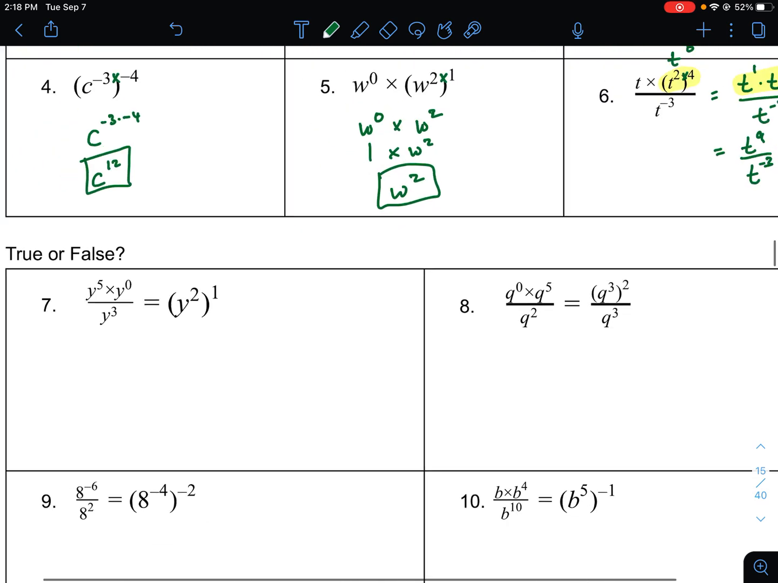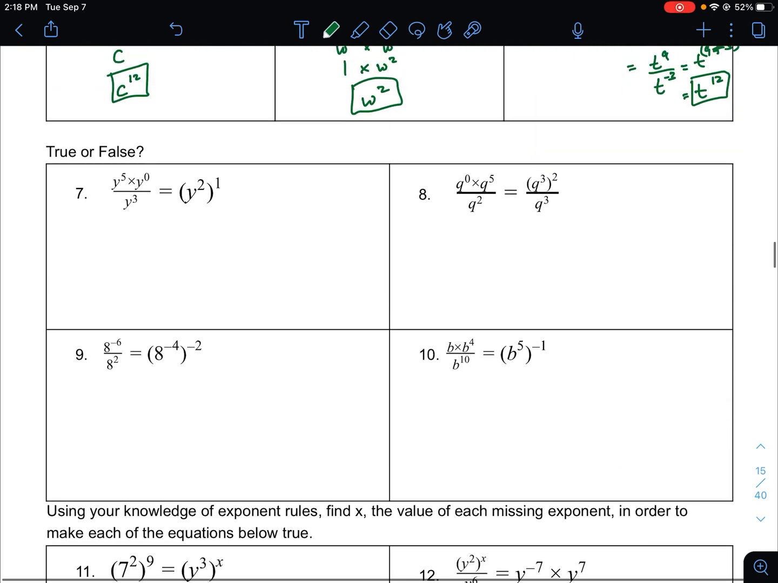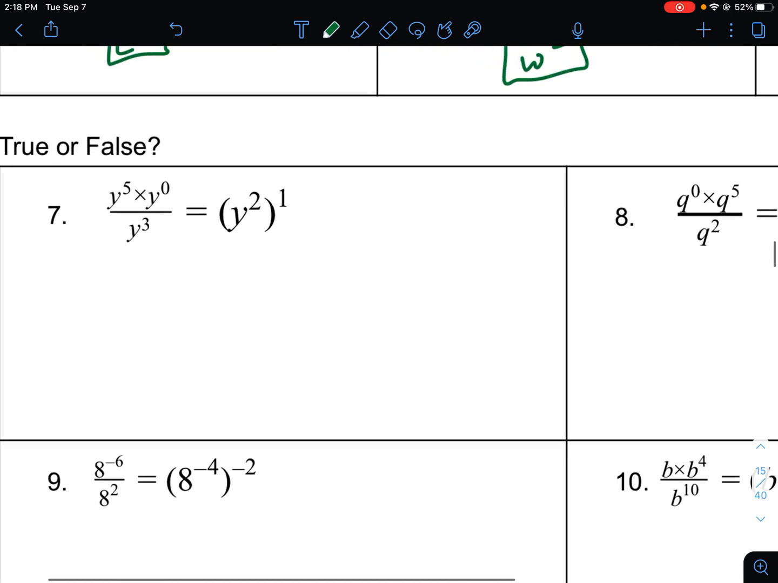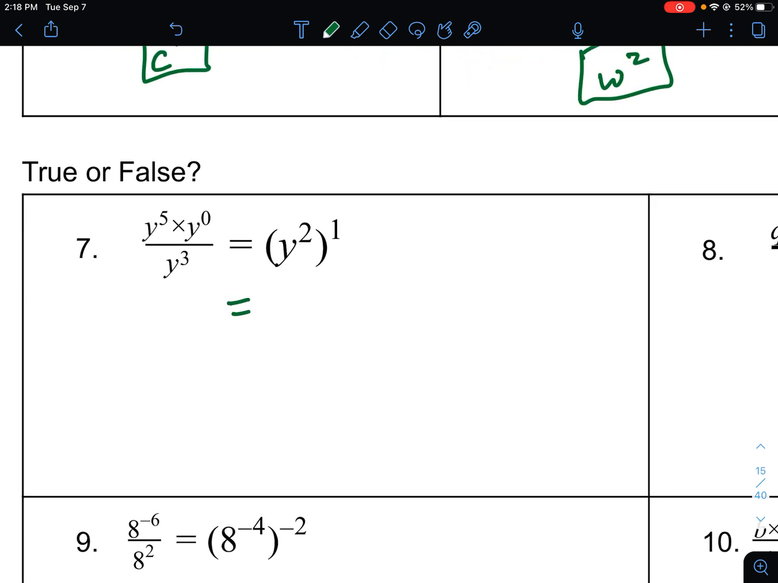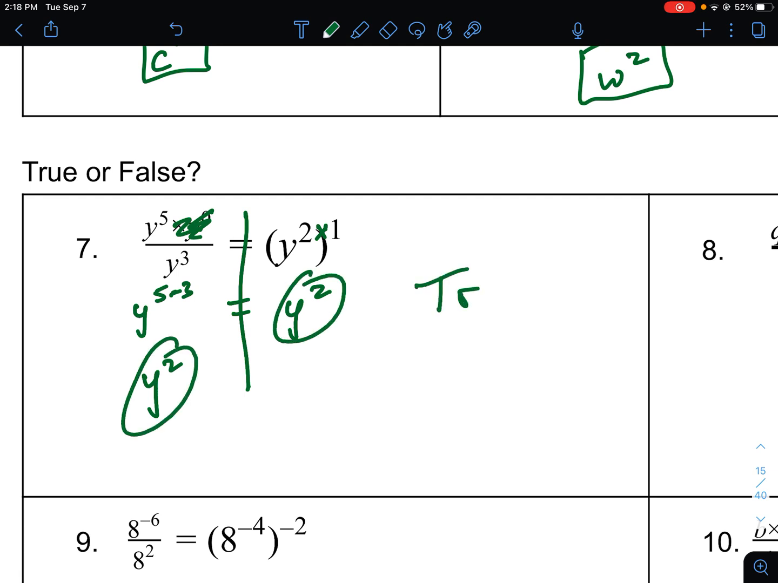Let's go down to our last couple, our true or false questions. Let's simplify these. y to the 2nd times 1, that's going to be y to the 2nd still. y to the 5th times y to the 0, well, you can basically cancel out y to the 0. That's y to the 5th. It's basically y to the 5 minus 3, which is y to the 2nd. And does that equal y to the 2nd? Yes, it does, so it is true. I'll just put T for true.